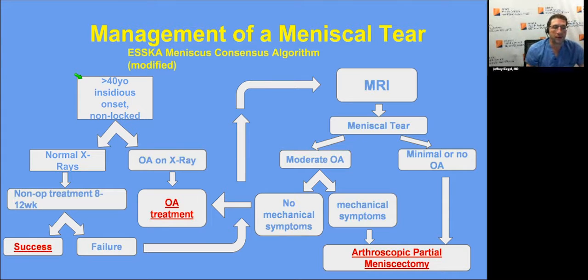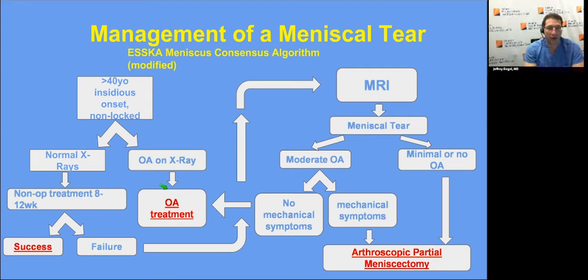So they started with patients at age 35. I'm a little more liberal. I think 40 is a reasonable age, but you can use your own judgment for that. But patients roughly 40 years and older who have insidious onset of pain, so no acute trauma to the knee, and the knee is not locked. Those patients will have the history and physical we discussed, and then they'll obtain x-rays.